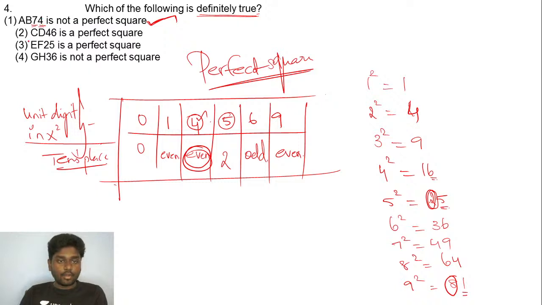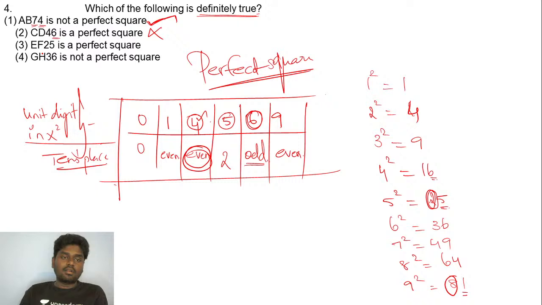So if you go for the second option here, you have the unit digit to be 6. And if you have the unit digit to be 6, you need to make sure that your tens place should be an odd number. If you want a perfect square where the unit digit is 6, your tens place should be an odd number. But here it is not an odd number, it's an even number. So definitely this gets ruled out. That is, CD46 is a perfect square is absolutely false. It is not true. Okay.